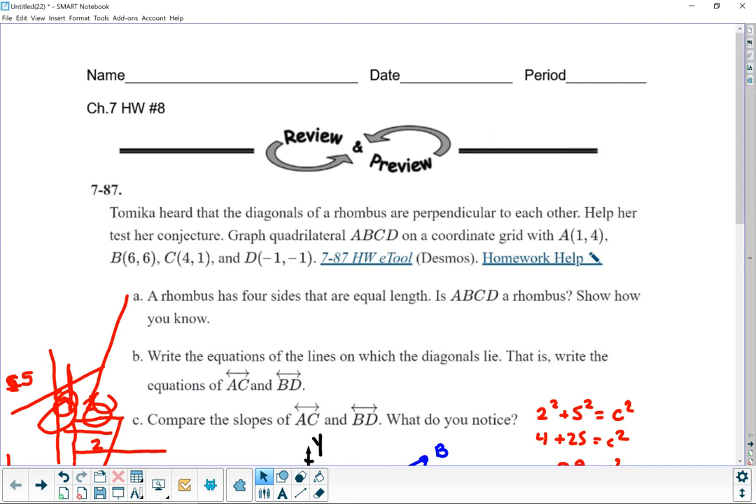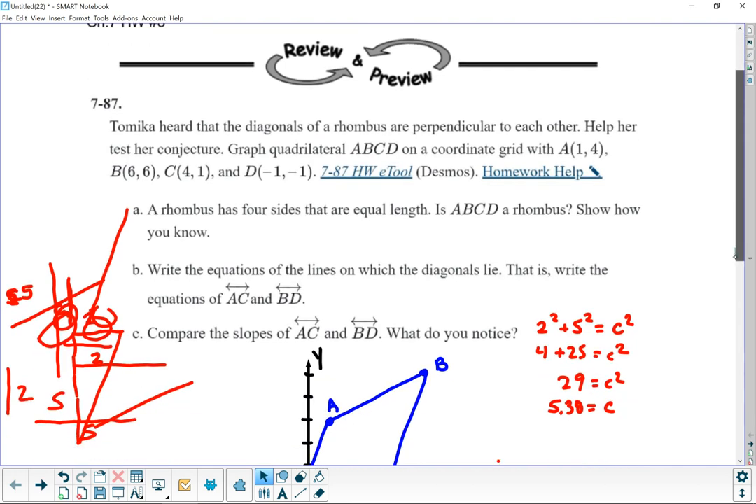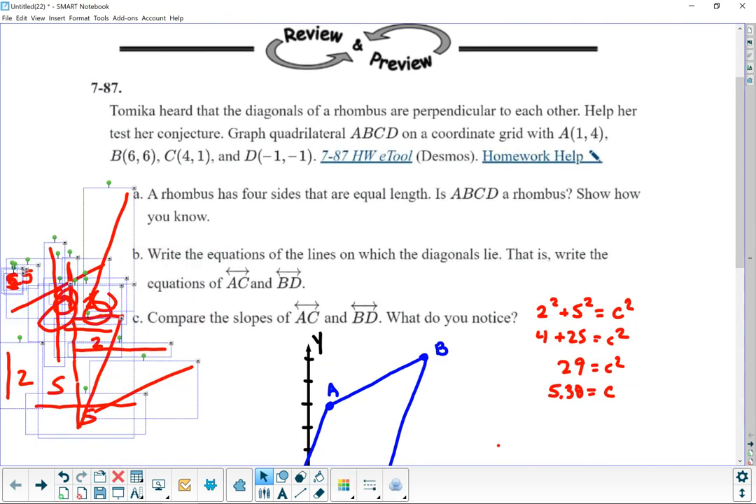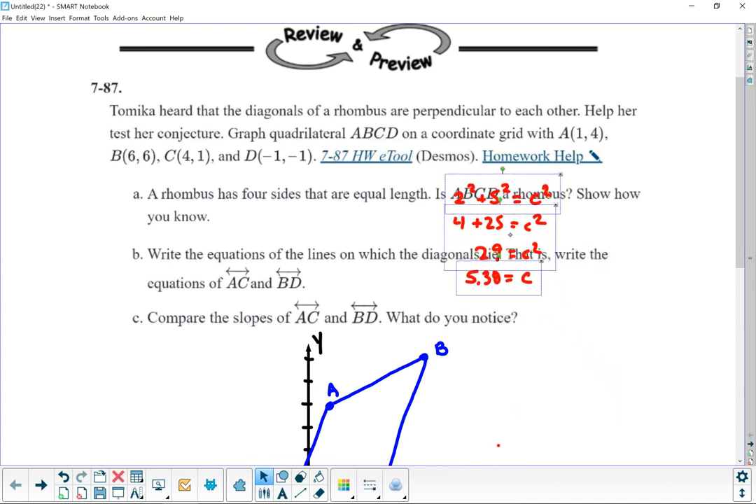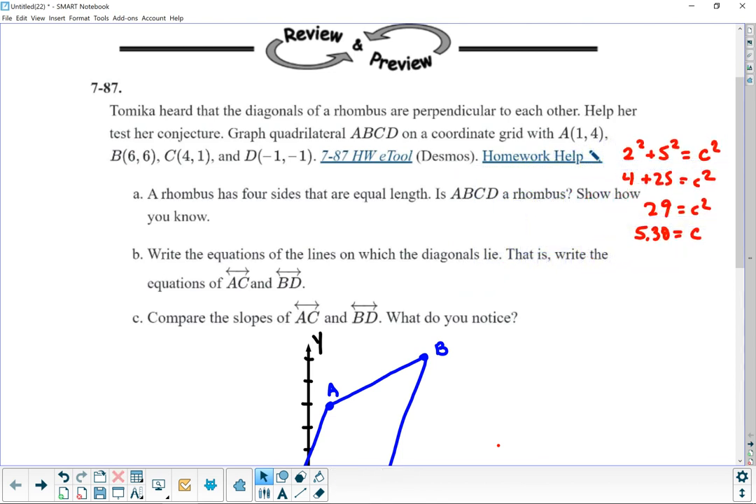Lock in place. Okay, so a rhombus has 4 side lengths that are equal in length. It's A, B, C, D, a rhombus. And yes, it is a rhombus, right? We show that. Okay, so the showing is right here. And they're all going to be 5.38 for each side. Okay, that's how we know.